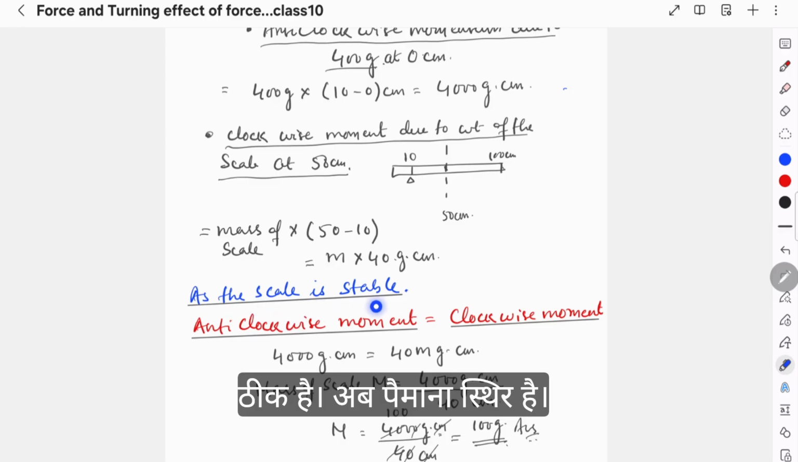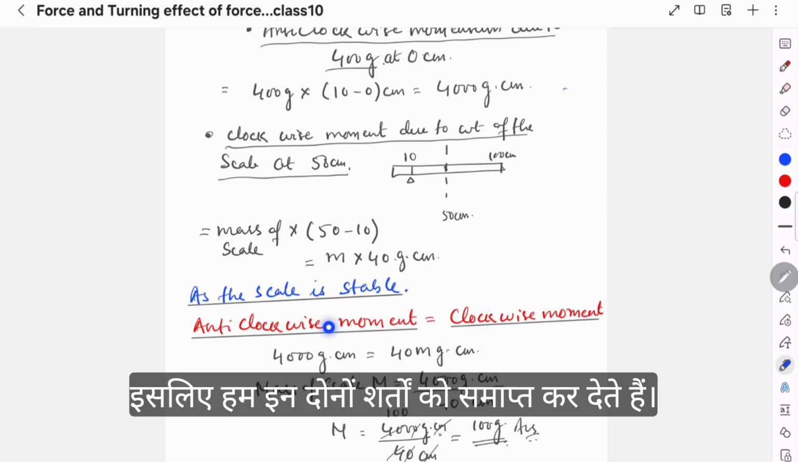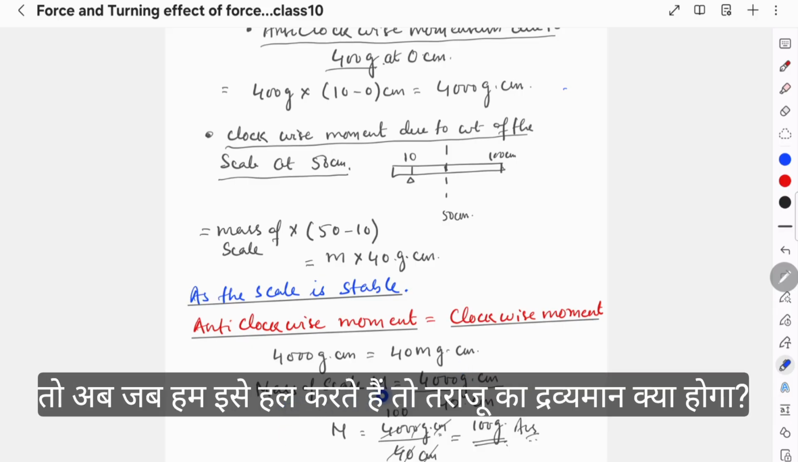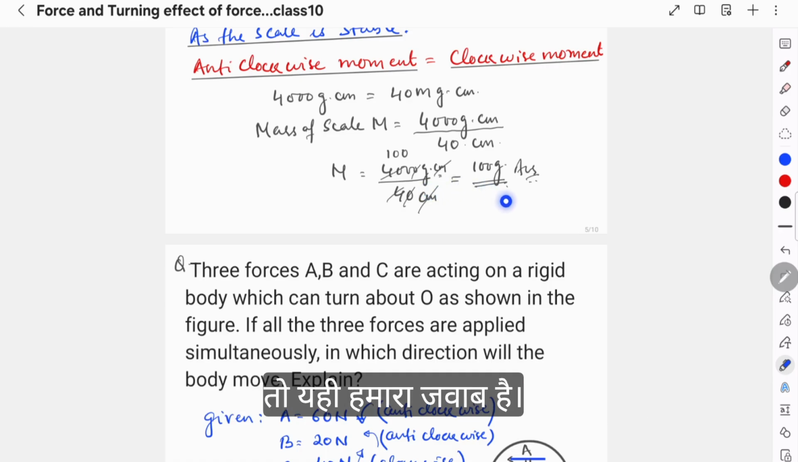Okay, now as the scale is stable, we know the anti-clockwise moment is equal to the clockwise moment. So we'll equate these two conditions. So 4000 gram centimeter will be equal to 40 times the mass of the scale gram centimeter. So now when we solve this, the mass of the scale comes to 4000 divided by 40. So that comes to 100 grams. So this is our answer.